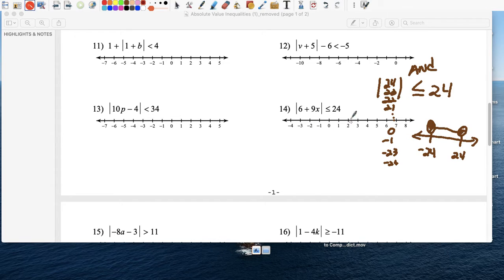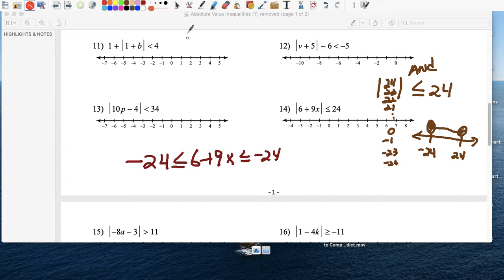Okay, so now let's go to the problem. Somehow we have to multiply x, our variable, times 9 plus 6, and it has to equal a number from negative 24 all the way to 24. So now I'm asking myself, what values of x can I use? The problem is a compound inequality. That's how we're going to set it up.